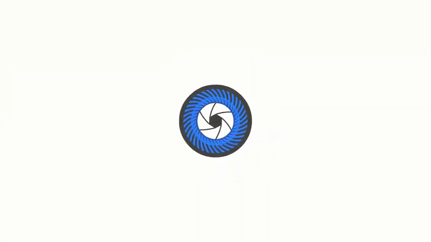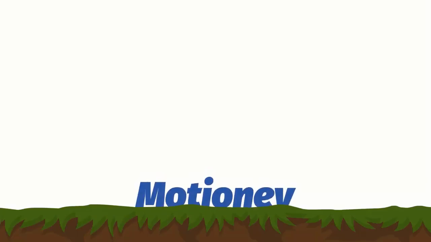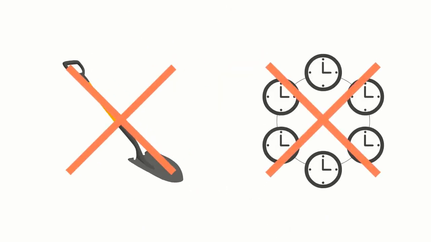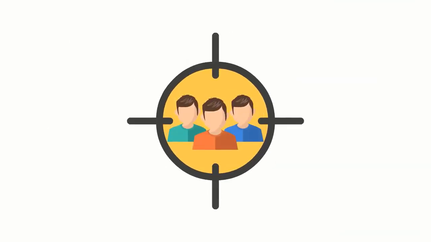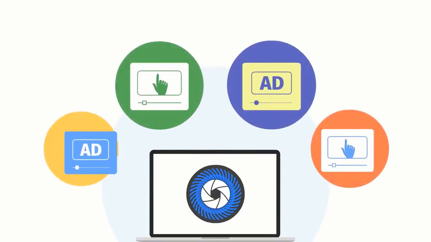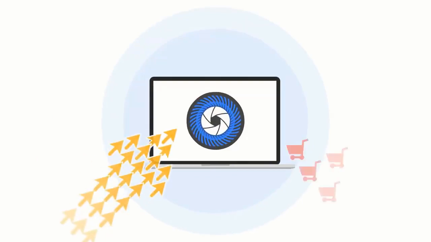And the best part? It's done in 3 easy steps using this brand new powerful desktop software called Motioney. Motioney was created from the ground up to give you the power of video without the hard work or time required, allowing you to engage your audience, get more leads, and sales. With video ads and posts made with Motioney, you can get instant traffic and sales.